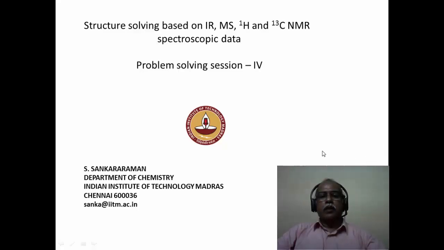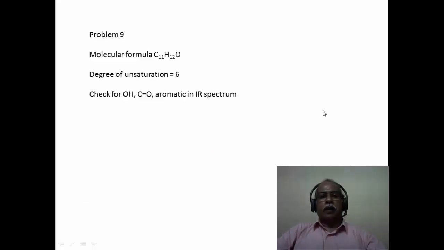Hello, this is module 32 of the course on application of spectroscopic methods in molecular structure determination. This is problem solving session number 4. We use the data from the infrared spectrum, mass spectrometry, proton NMR and carbon 13 NMR spectroscopy for structural elucidation of certain simple organic compounds in this problem solving session. This is problem number 9.